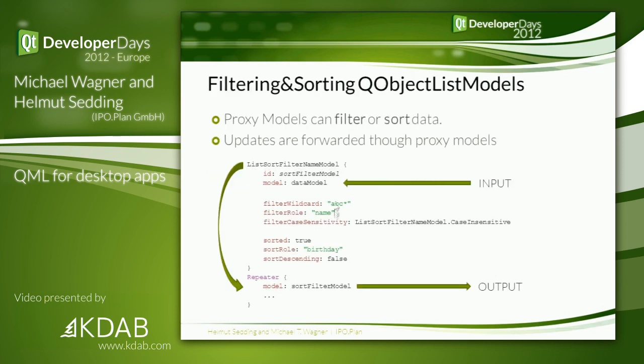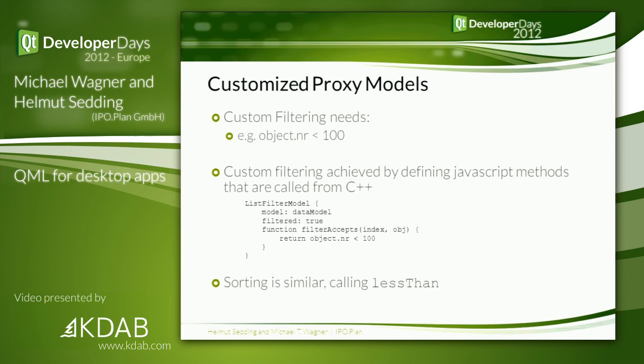Okay, I showed you how you can filter by name, but I did not show you how to do other filter expressions that are quite well known in SQL, for example. If you have different sorting or filtering needs, for example, if you want to get only the objects that have a number below 100, this requires an expression that is evaluated. And we did that in JavaScript, so we don't need to write it in C++ again, which helps us.